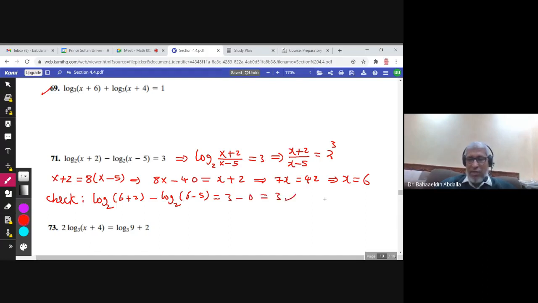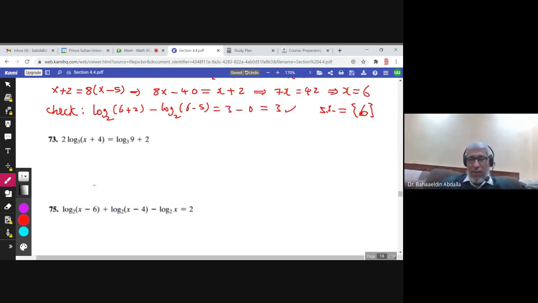So the answer is 0 plus 3, which is 3, and the solution set is 6. Here, let us solve problem 73, because we have two problems. We have 2, and we have log to the other side.